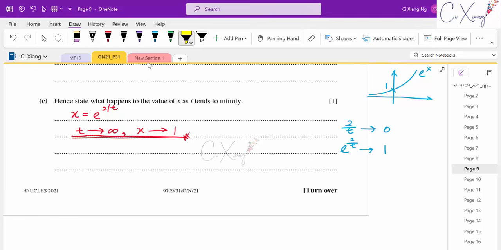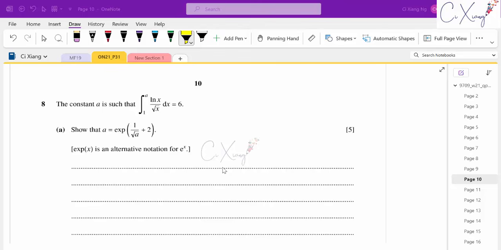For this question, they just want you to state the answer. What happened to the value of x? You can tell them that x approaches 1. Of course, if you want to look at the detail, you try to substitute t equals infinity, which is a very, very large value, into your equation and see what final answer you get. Alright, so this is how we solve question number 7.